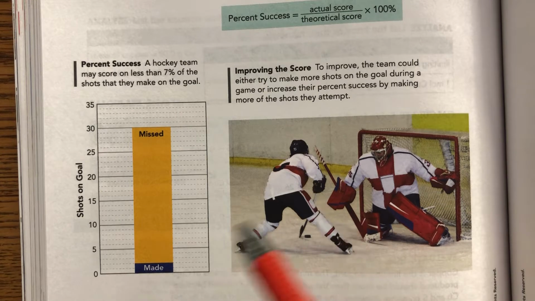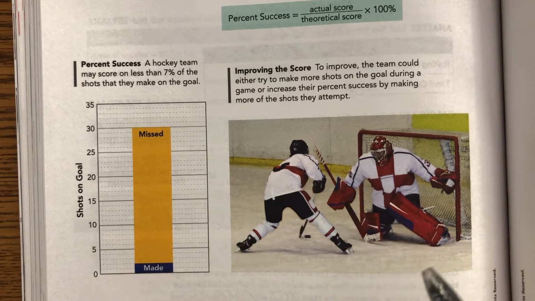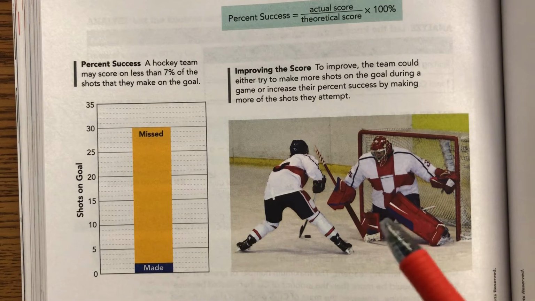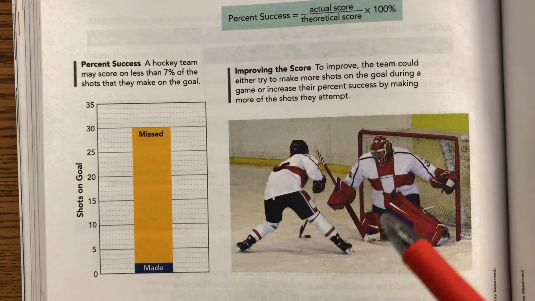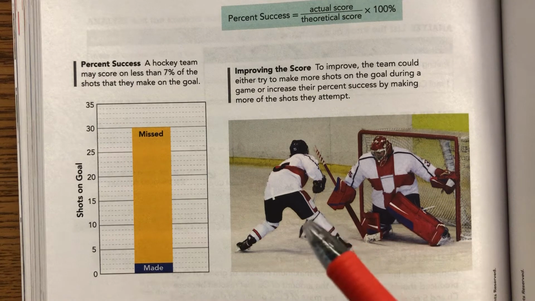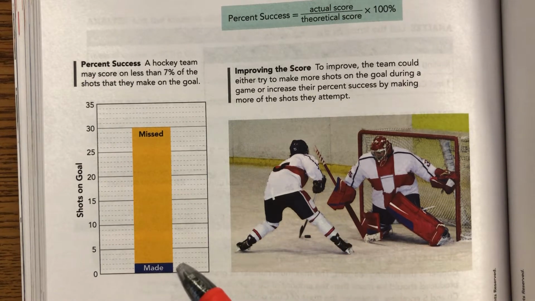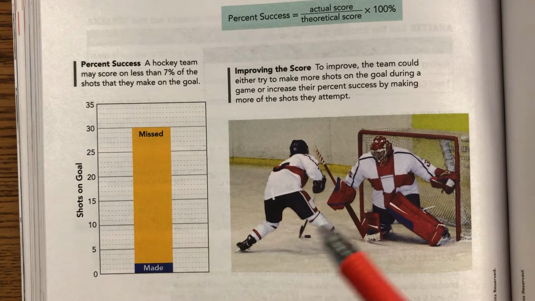If this person was perfect, they would have scored all 30 goals. But that's not true, right? This defensive goalie represents the difficulties of chemistry and reality, that not everything is going to go as smoothly as you want it to. So in this case, this person shooting the goal doesn't make very many, because reality's there. Just like chemistry, we want to make 100% of our product, and there's not a lot that's made.